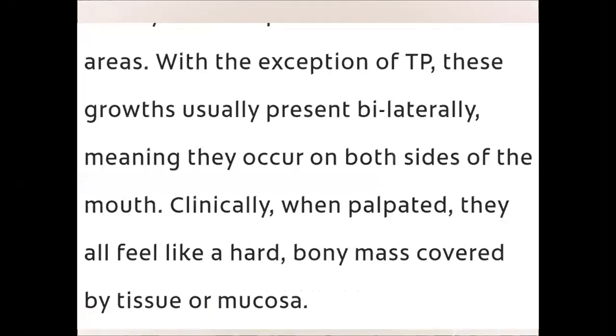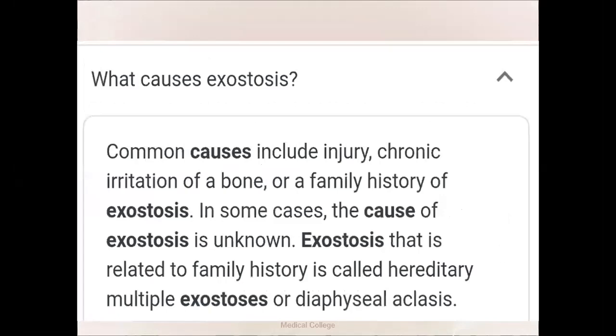Clinically, when palpated, they all feel like a hard bony mass covered by tissue or mucosa. What causes exostosis? Common causes include injury, chronic irritation of a bone, or a family history of exostosis. In some cases, the cause of exostosis is unknown, and it is related to family history, and this is called hereditary multiple exostosis or diaphyseal aclasis.